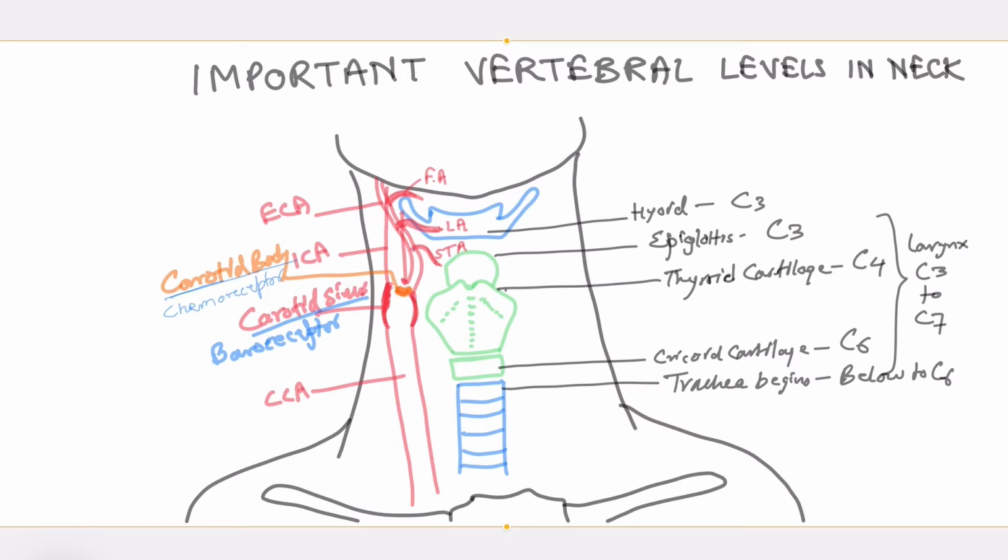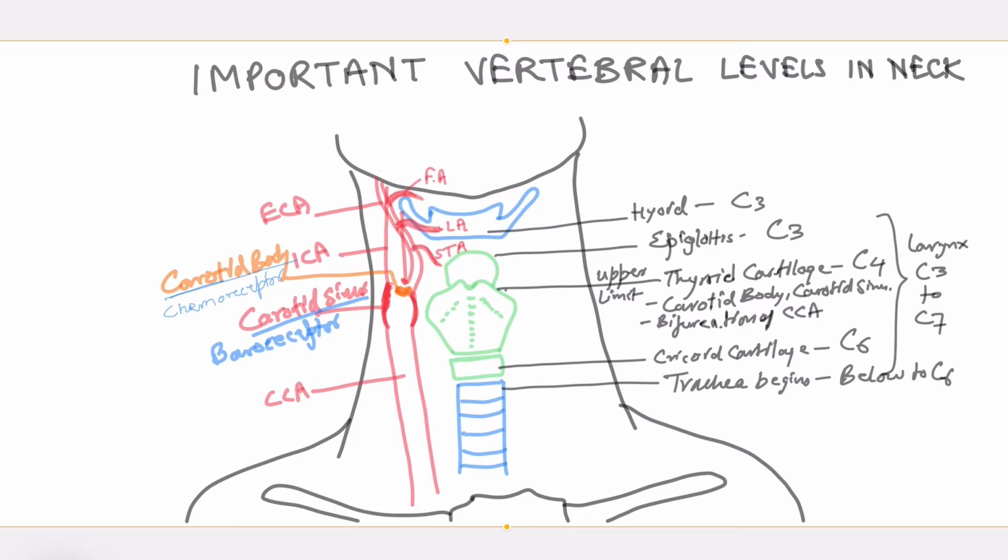So what are the structures that you'll find at the level of the C4 vertebra? One is the upper limit of the thyroid cartilage. You will find the carotid body, carotid sinus, and bifurcation of the common carotid artery. All this is happening at the C4 vertebra.